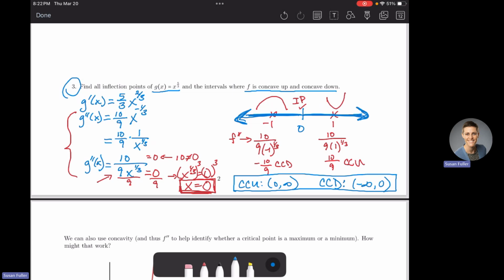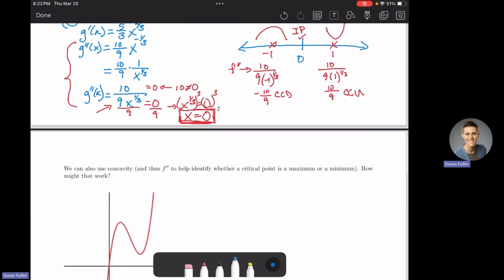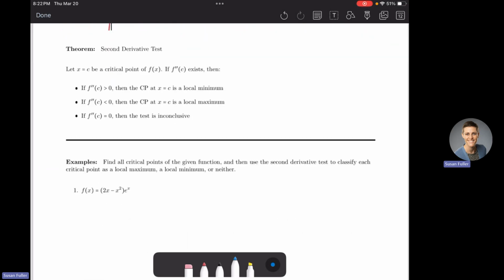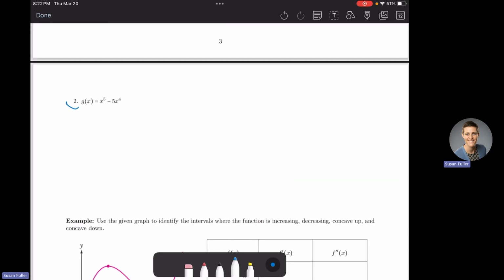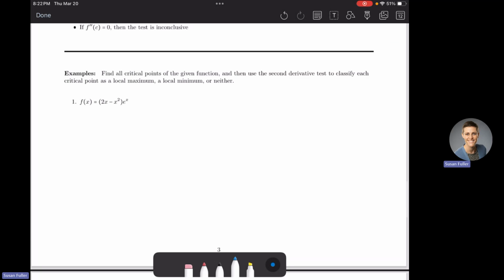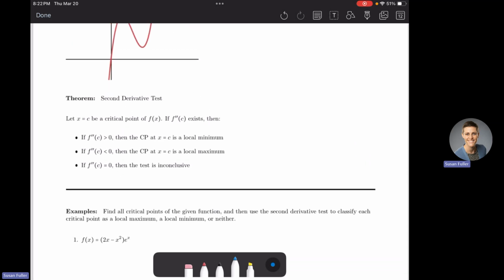Okay, so that was this one, just so you can practice finding inflection points. The other one that I wanted to work was this number 2 after the second derivative test. So again, second derivative test, we're going to use this to classify critical points as a local max or a local min, just like the first derivative test.